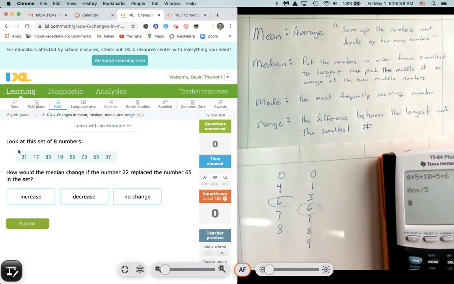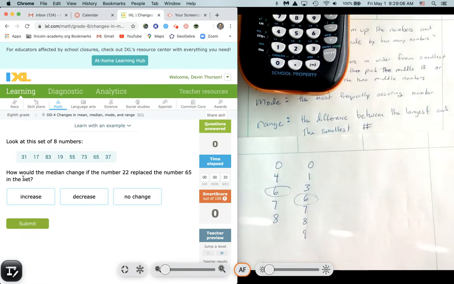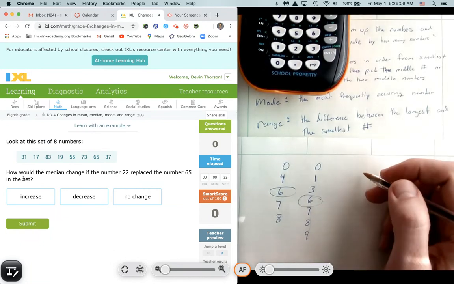So for instance, here it says we have these 8 numbers: 31, 17, 83, 19, 55, 73, 65, and 37. It says, how would the median change if the number 22 replaced the number 65 in this set? So now we have to be very careful here. First thing I'm going to do is list those numbers because I notice they're not in order.